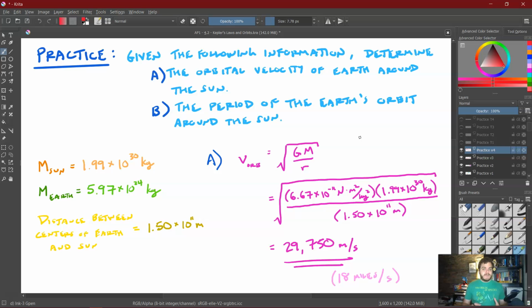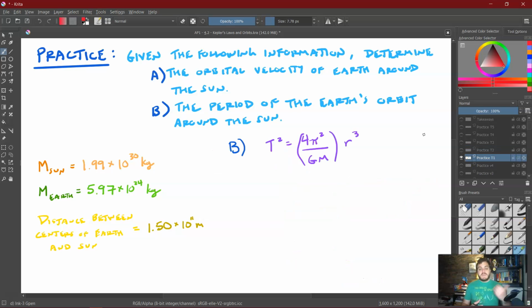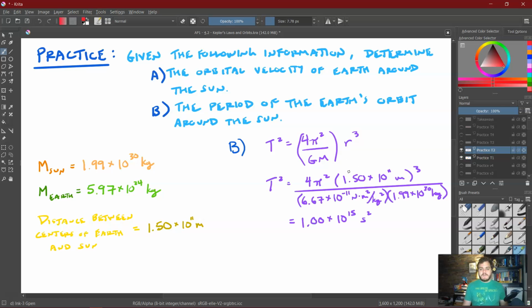Very, very quickly. So to find the period, I'm going to use the period squared equals 4 pi squared over GM times r cubed. I'm going to go ahead and stick with the numbers I have. So the period squared is equal to 4 pi squared, r is 1.50 times 10 to the 11th meters. We're going to cube that over G times M. Once again, M is the mass of the sun, not the mass of the Earth. In fact, we didn't even need this for any of our calculations. That was just extra information. And we get 1.00 times 10 to the 15th seconds squared, but this is T squared, so let's take the square root of that.